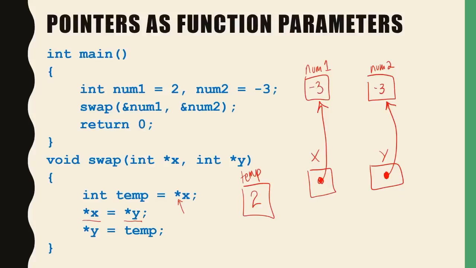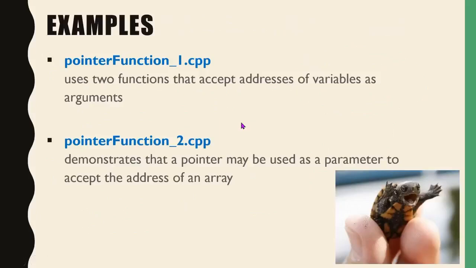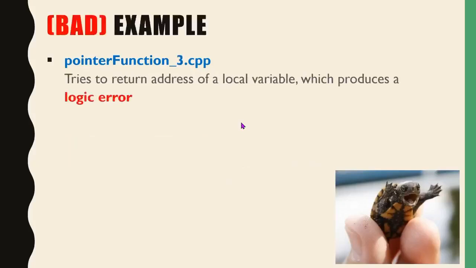Then this last line in the swap function is going to take the contents of temp, which is a 2, and place it in the variable y is pointing to. So num2 is going to change to 2. And we have now successfully swapped the values in these two variables. I'm going to show you a couple of examples where it is the correct way to use pointers and functions. And then I'm going to show you one more example that contains a logic error.